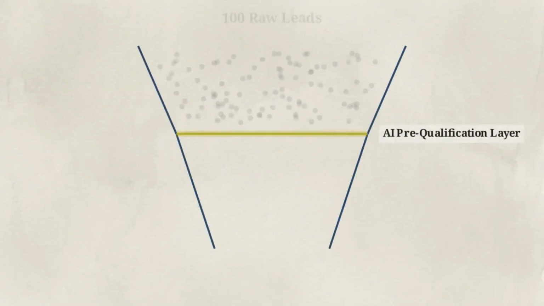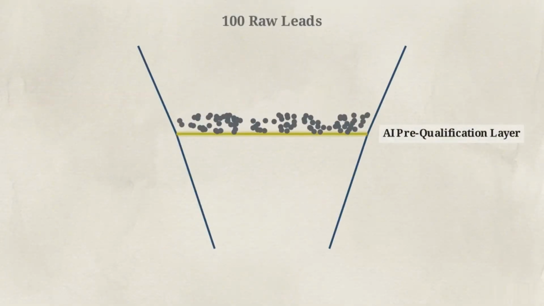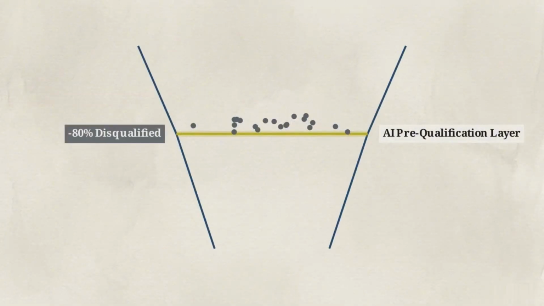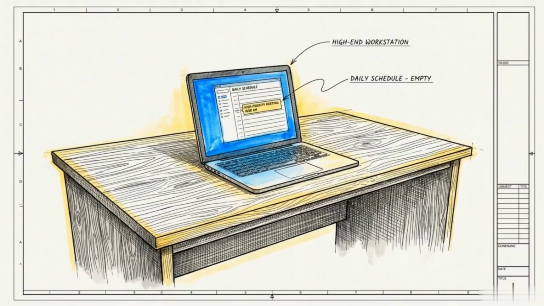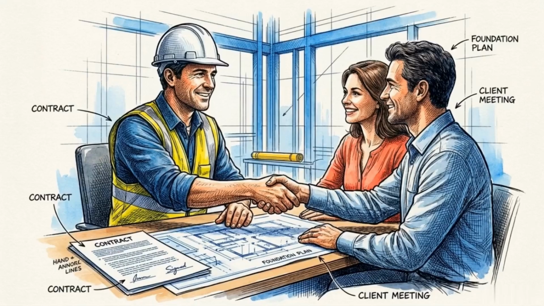The immediate result is a massive filter. 80% of budget misaligned leads drop out instantly, leaving a concentrated pool of 15 to 20 highly qualified prospects. By automating that disqualification step, the early-stage estimating tax disappears. Your human team now only spends effort on deals that can actually close.